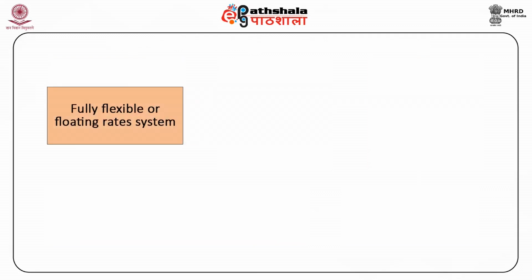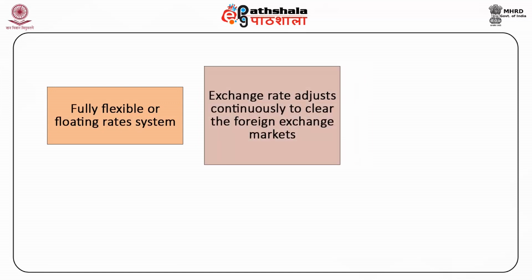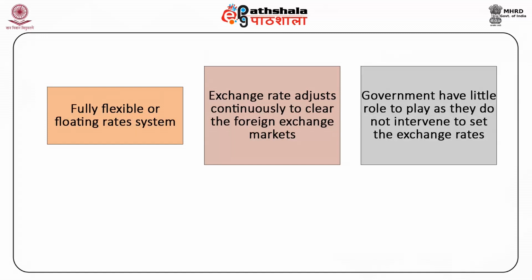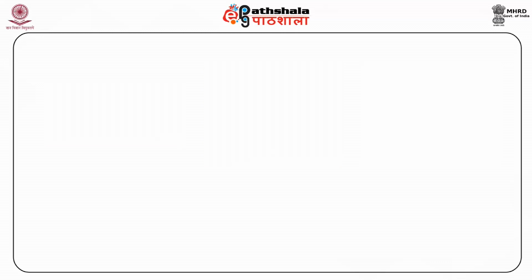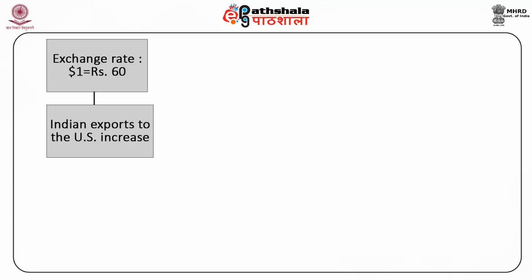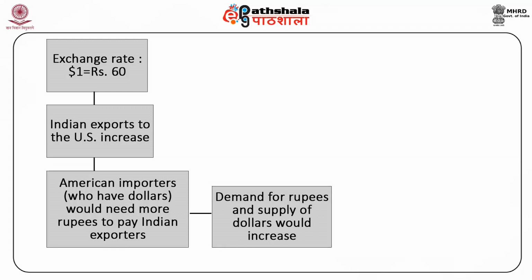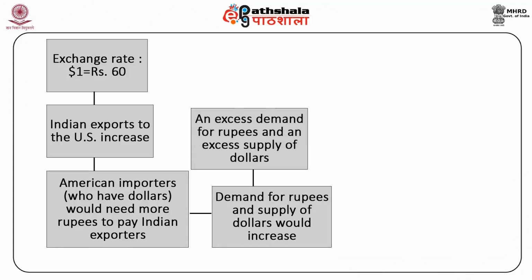Thus, in the fully flexible or floating rate system, the exchange rate adjusts continuously to clear the foreign exchange markets. In this case, the governments have little role to play as they do not intervene to set the exchange rates. For instance, suppose the exchange rate is $1 equals rupees 60 and Indian exports to the US increase due to some reason, then the American importers who have dollars would need more rupees to pay Indian exporters. In such a case, the demand for rupees and supply of dollars would increase, creating an excess demand for rupees and an excess supply of dollars.